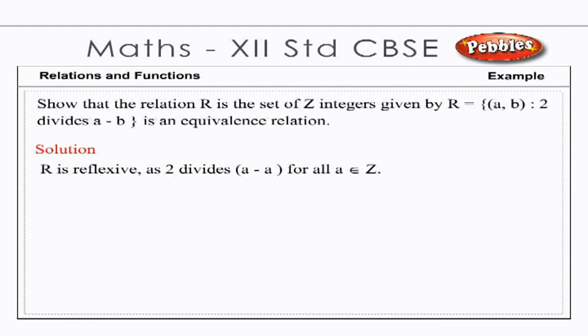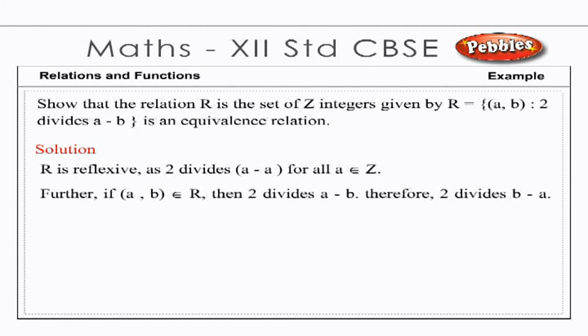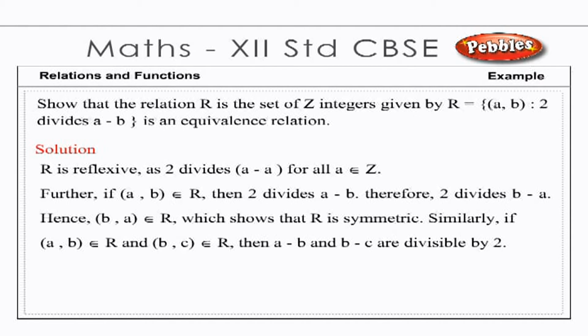Solution: R is reflexive as 2 divides a − a for all a belongs to Z. Further, if (a, b) belongs to R, then 2 divides a − b. Therefore, 2 divides b − a. Hence, (b, a) belongs to R, which shows that R is symmetric.